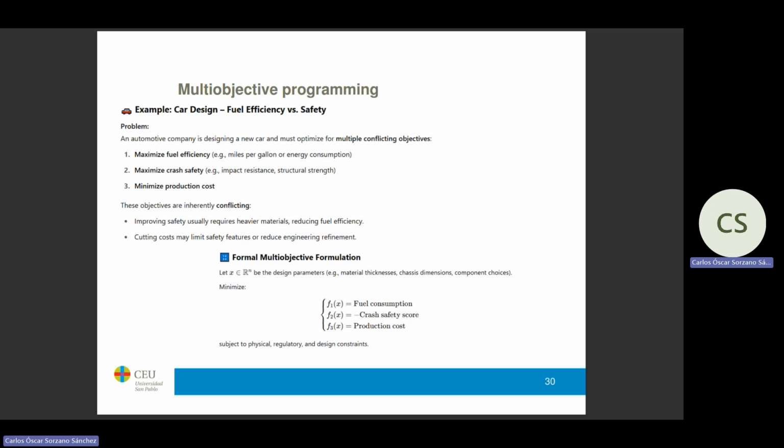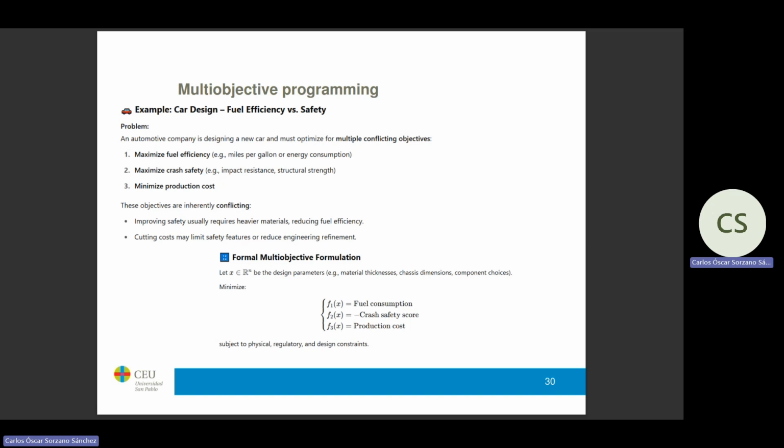The problem is that these three objectives are conflicting with each other, because if you want to increase the safety, you have to use better materials, and better materials means higher cost, and also maybe even higher weight. Maybe with this higher weight, your fuel efficiency will go down. So there's a conflict in all this. In general, in this example, we want to minimize three goal functions at the same time.